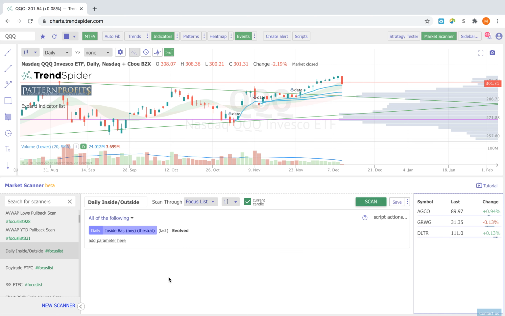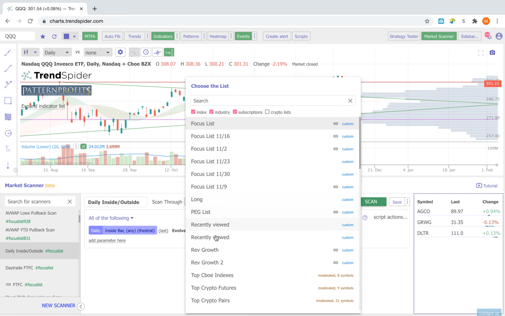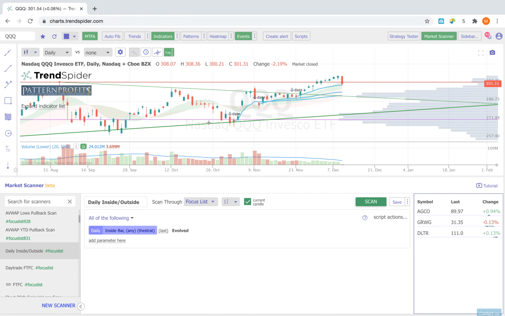The reason I search for any is because I want to highlight the inside day, but it's actually the move out of it that's actionable. We'll discuss that more later, but I have a bunch of watch lists to choose from. We'll start with scanning my focus list.